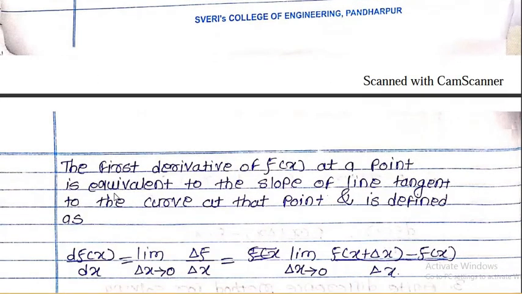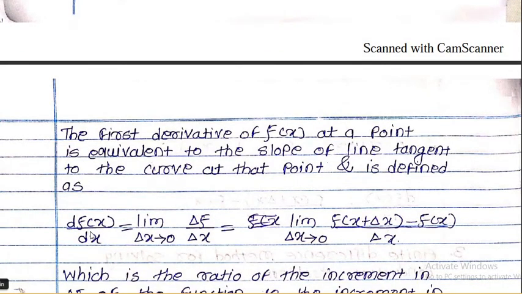So we have already stated the first derivative of f of x at a point is equivalent to the slope of the line tangent to the curve at that point, and is defined as the differential of f of x with respect to dx equal to the limit as delta x tends to 0 of delta f, that is the difference in y-axis values, divided by delta x, that is the difference in x-axis values.